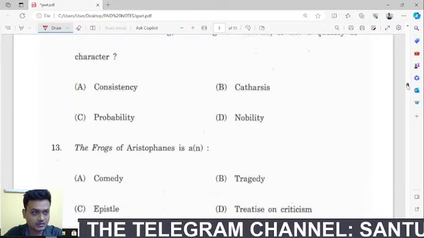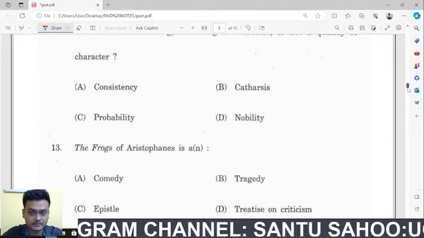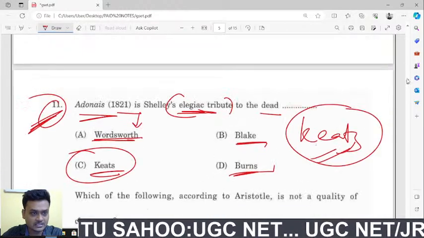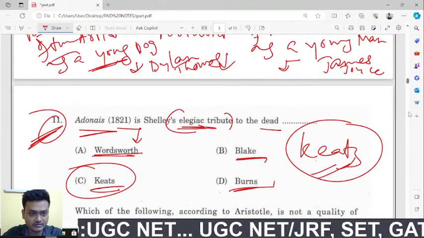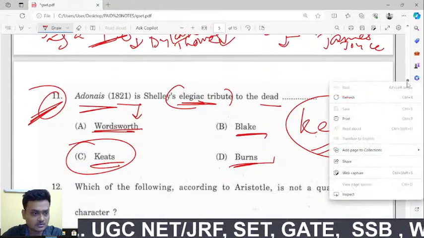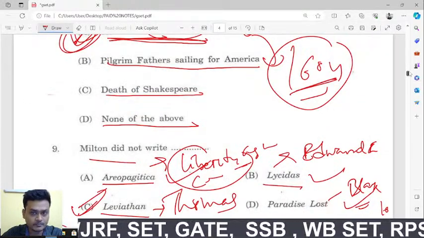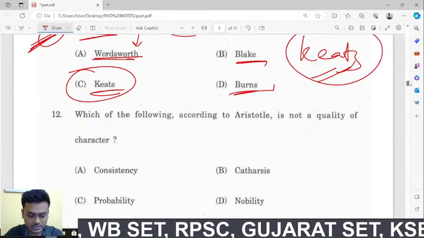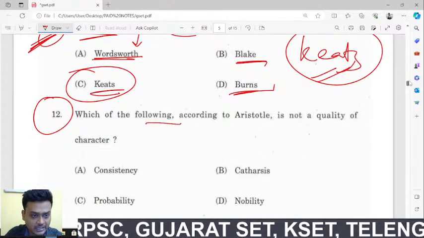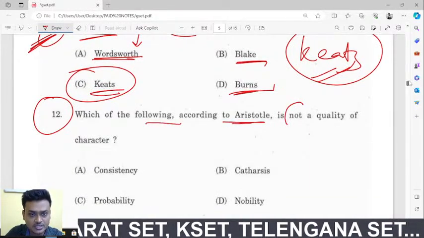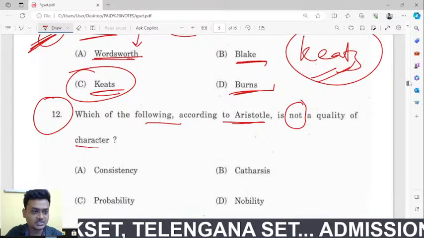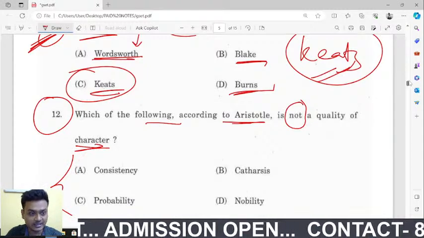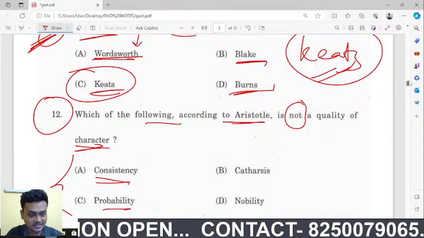Here is question number 12, and I had posted the answer of this. Scrolling is not happening. Okay, here is question number 12. Which of the following, according to Aristotle, is not a quality of a character? I had posted the explanation in my Telegram channel today only.